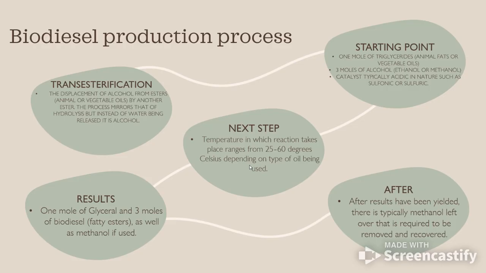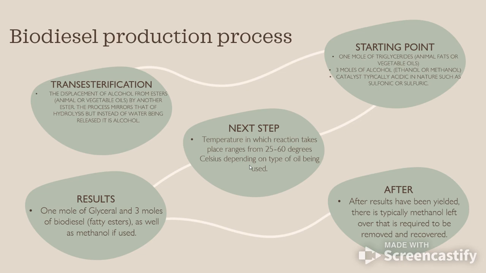Biodiesel production process. We start off with transesterification, which is the displacement of alcohol from esters, animal or vegetable oils, by another ester. This process mirrors that of hydrolysis, but instead of water being released, it is alcohol. Our starting point is with 1 mole of triglycerides, animal fats, or vegetable oils, 3 moles of alcohol, which could be ethanol or methanol, and a catalyst, typically acidic in nature, such as sulfonic or sulfuric.